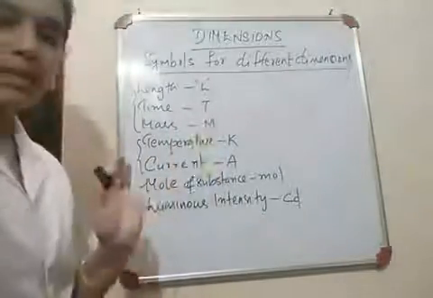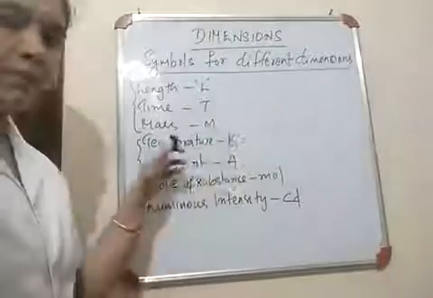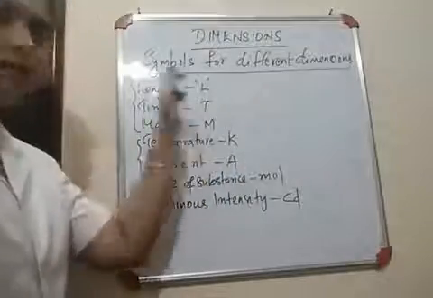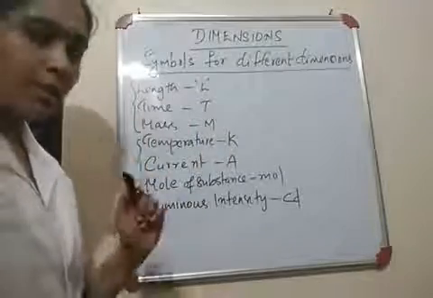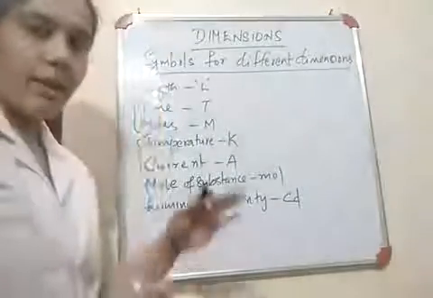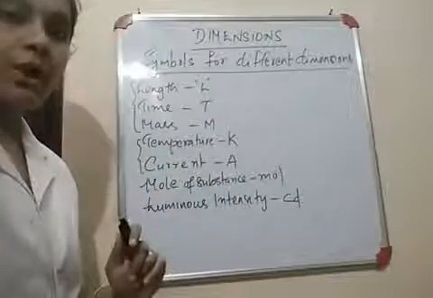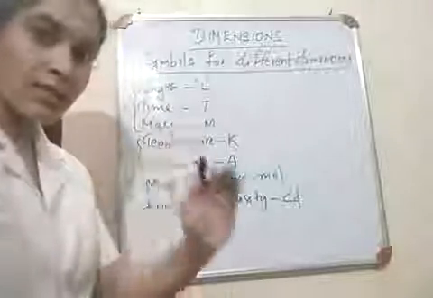This MLT is very important. So M is the dimensional form of mass, T is the dimensional form of time, and L is the dimensional form of length. Length can be anything. If it is distance, it can also be expressed in terms of L, because the unit of distance is meter.